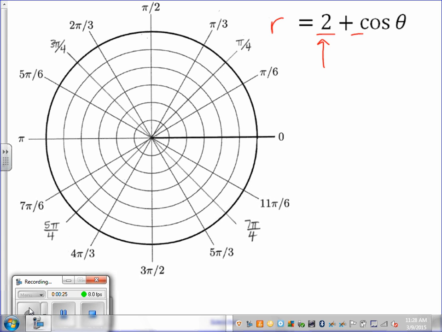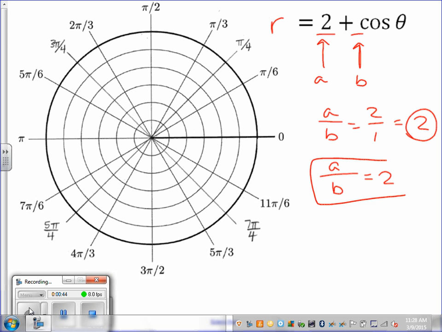So this is what we're calling A. This is what we're calling B, right? And if we want to identify what this is supposed to look like, we want to look at the ratio of A to B, which in this case is 2/1, which is equal to 2. So we've got the ratio of A to B is equal to 2. This relationship, if you'll reference your notes, is going to tell us that we are looking at what we call a flat Limacon.